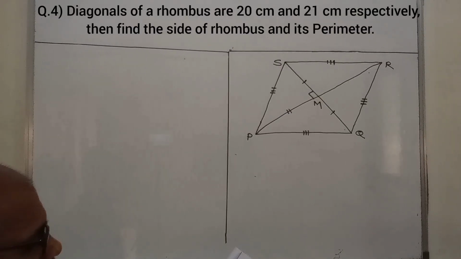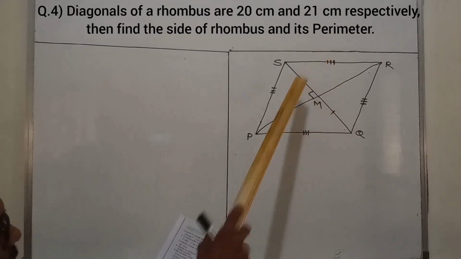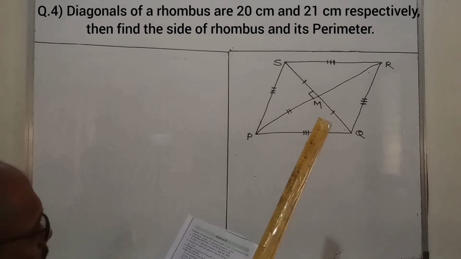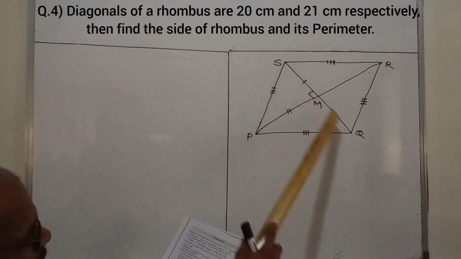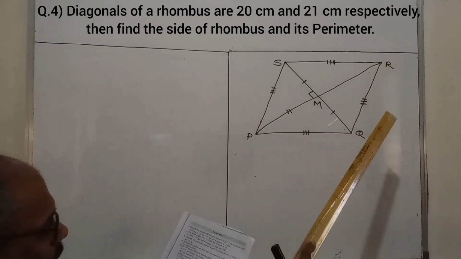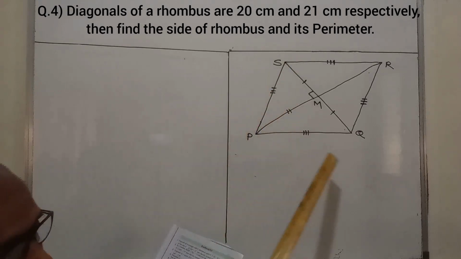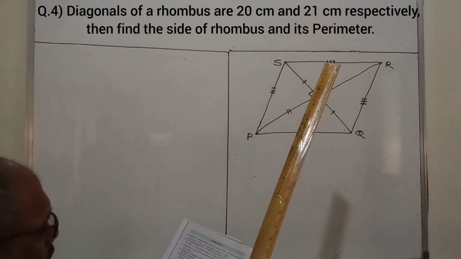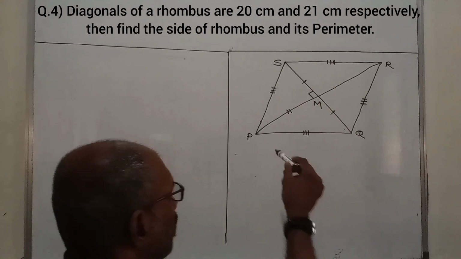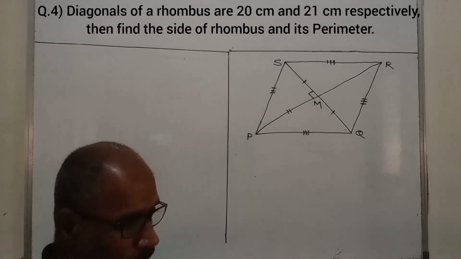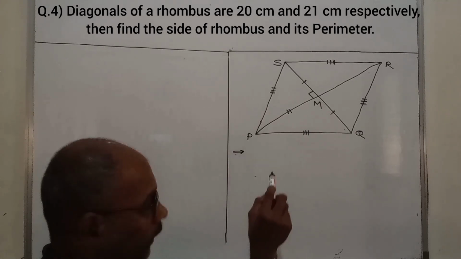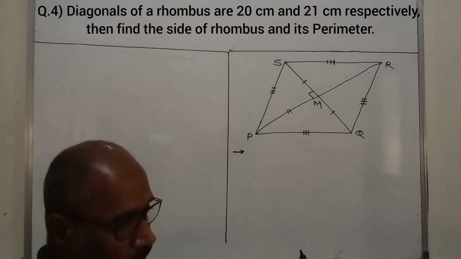Practice set 5.3, question number 4. Diagonals of a rhombus. Now I have given here the name PQRS. Diagonals of a rhombus are 20 centimeters and 21 centimeters respectively. Then find the length of the side of the rhombus and its perimeter. Now here I have taken rhombus PQRS.